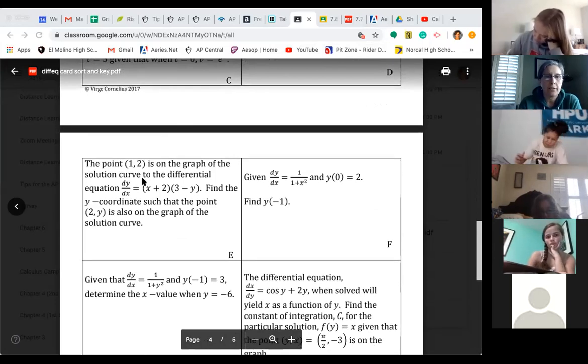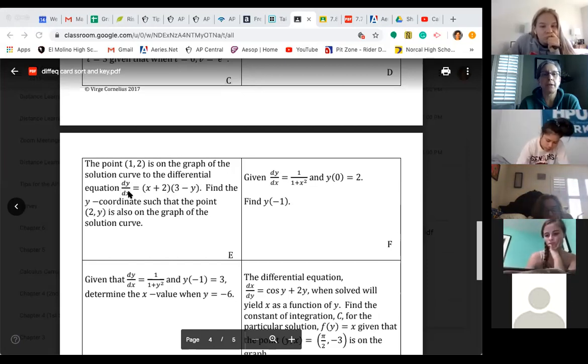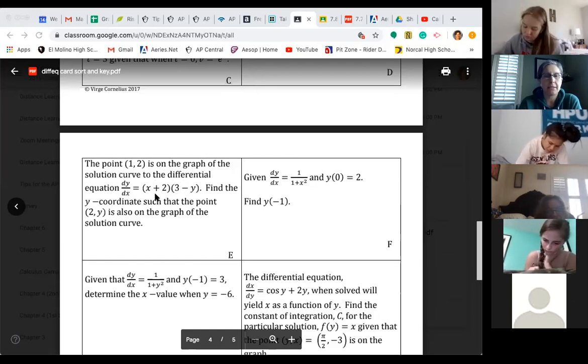Okay, so the point is on the graph of the solution curve to the differential equation. Find the y coordinate such that the point is also on the graph of the solution curve. Based on that, I think we do need to find the solution. So we are going to separate the variables and find the antiderivative. Because this has the x's and the y's mixed up in it, we are going to need to separate the variables and integrate both sides.